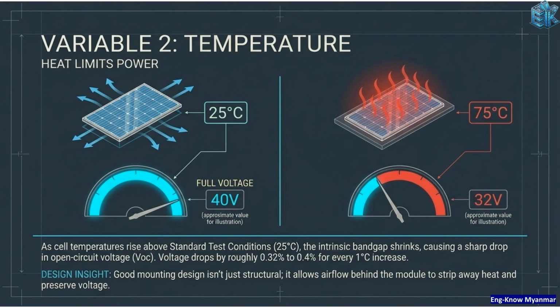Temperature limits power output. As cell temperatures rise above standard test conditions, the intrinsic band gap shrinks, causing a sharp drop in open circuit voltage. Voltage drops roughly 0.32% to 0.4% for every 1 degree Celsius increase. Good mounting design that allows airflow is key to preserving voltage.